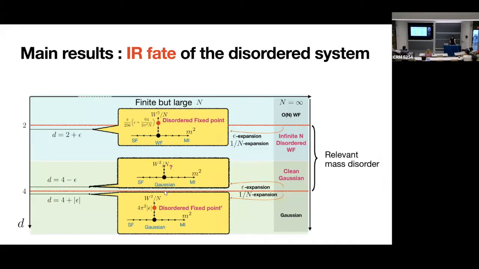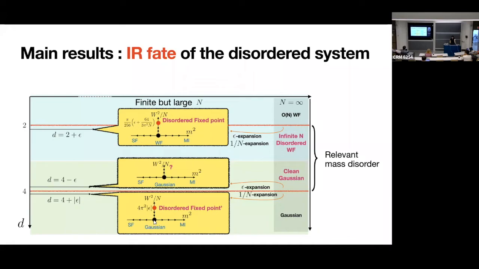So this beta function gives us two RG flow diagrams. Below 4 dimensions, we can see the disorder drives the system away from the clean fixed point. But whether it will reach some IR fixed point, we don't know. Our perturbative method cannot reach the strong disorder regime. But it's likely that the disorder fixed point we found at 2 plus epsilon dimensions would exist here as well, but at rather larger disorder strength.